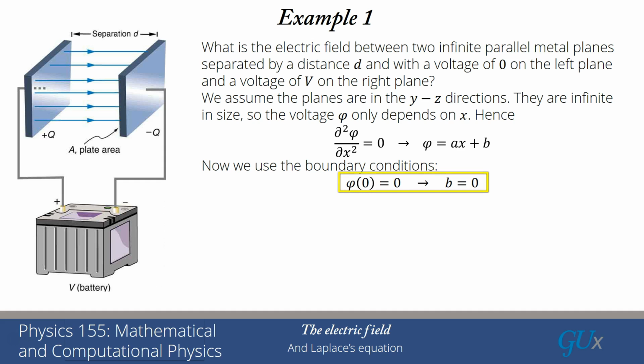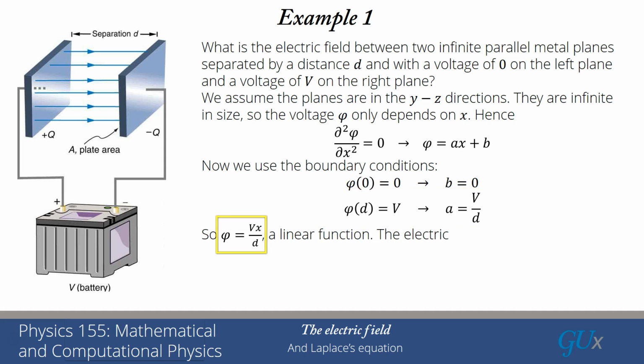So we know phi of 0 is equal to 0. Let's set the coordinate 0 at the left-hand plane. That means b is equal to 0. We furthermore know phi of d is equal to V. That means a has to equal V divided by d. So our potential phi is equal to Vx over d. This is a linear function.